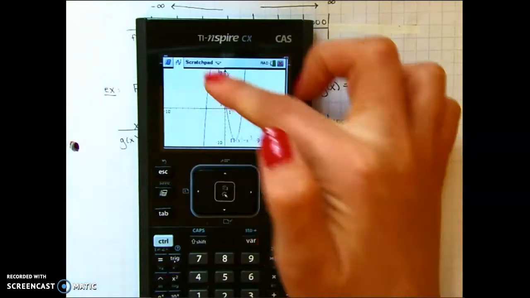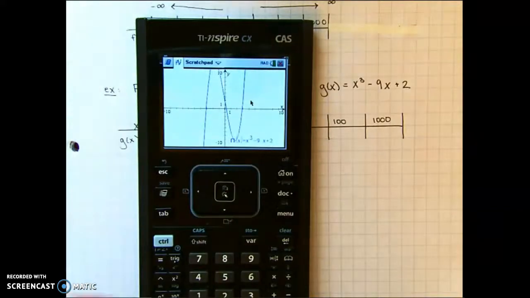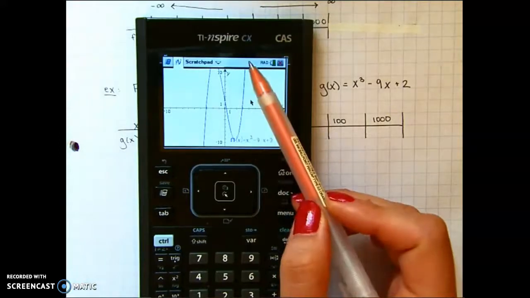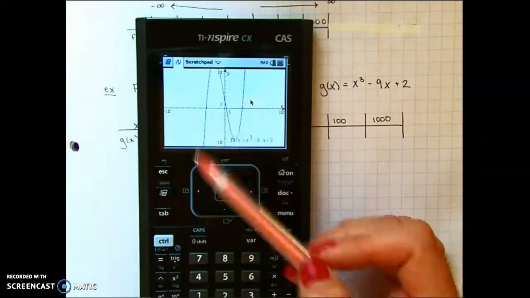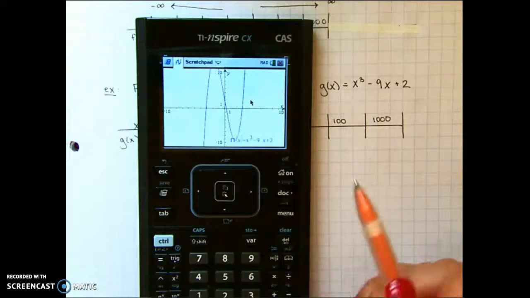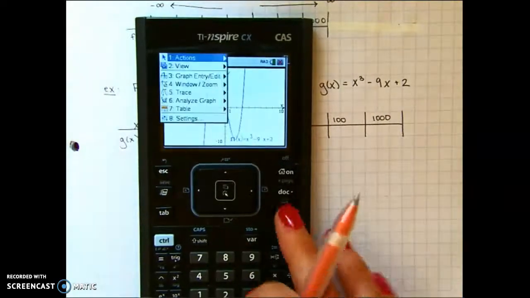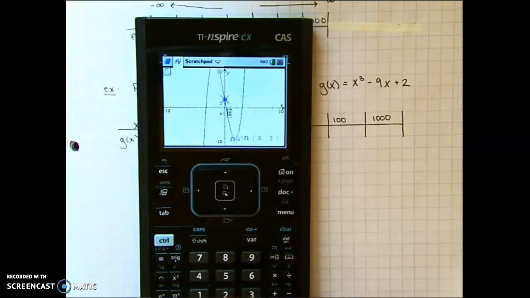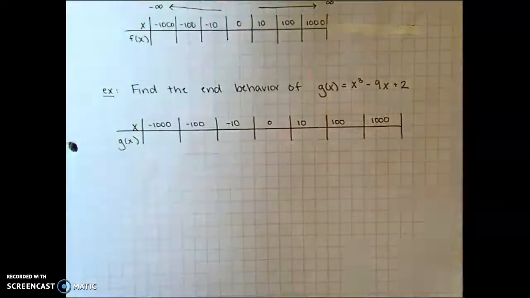Okay, so now I can see more of my graph, and honestly, you could write a statement based off just the graph. So these are going up, it's going to go to positive infinity and negative infinity, right? But I still want you to confirm with the table. So now I'm going to trace, and at 0 we're at 2. So now I'm going to fill in my table.